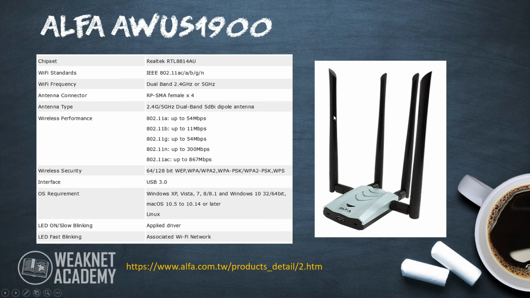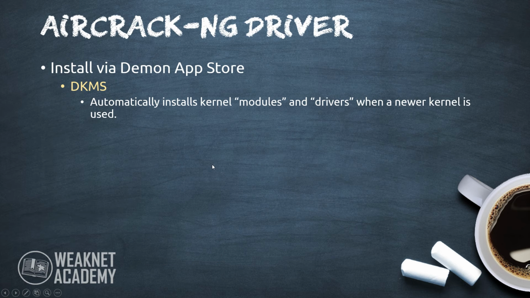I'm not sure if 2 are for 2.4 and 2 are for 5, or if they're all for dual, because it says right here, dual band 5 dBi dipole antenna. So I'm guessing that they're for both. The way that Wi-Fi or any wireless technology works is that the antenna just needs to be a ratio of the actual wavelength. Again, the device is a USB 3.0 device, and for operating system, we're going to be using Daemon Linux. Let's move on to the actual driver itself.